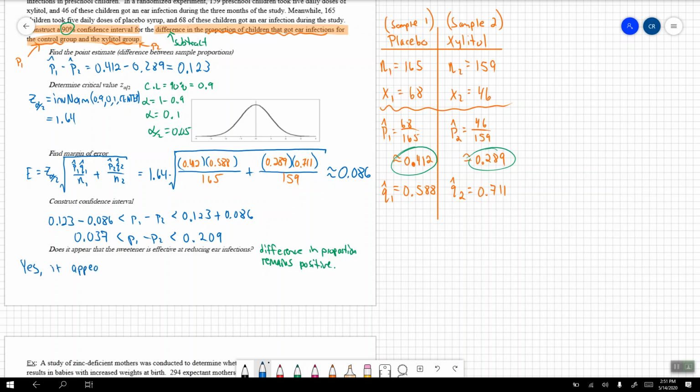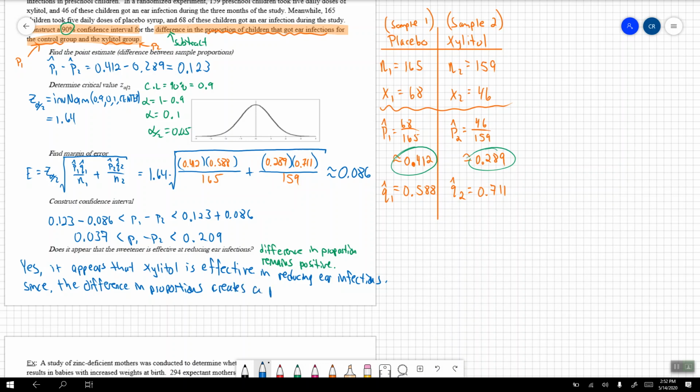It appears that xylitol is effective in reducing ear infections, and this is since the difference in proportions creates a positive interval.